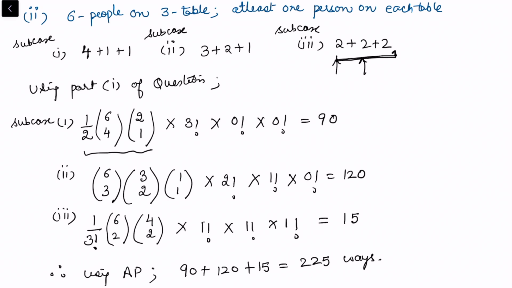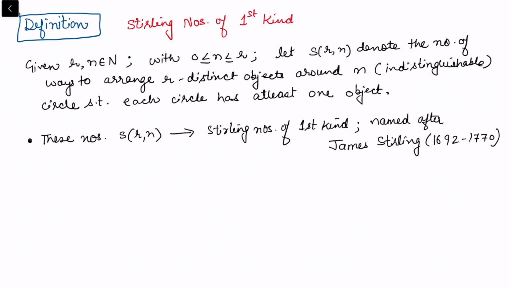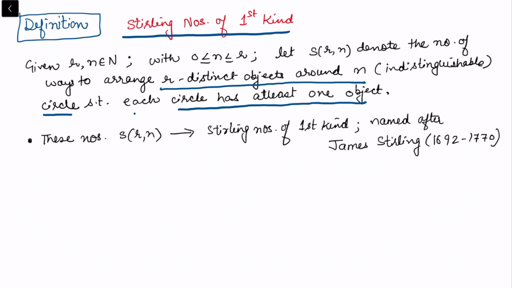Now this problem leads to what we call the Stirling number of the first kind. So now we give a formal definition for the Stirling numbers of the first kind. Given R and N belonging to the natural numbers with N lying between 0 and R, let S(R,N) denote the number of ways to arrange R distinct objects around N circles or around N round tables such that each circle has at least one object. So that is the condition which gives rise to the Stirling number, and we use the notation S(R,N). So we have R objects and N tables, or we can say N circles.